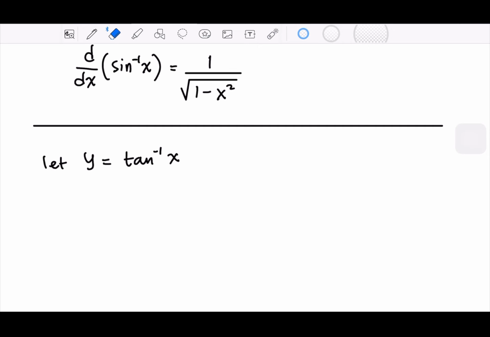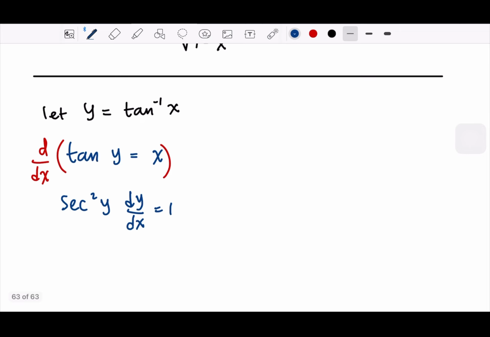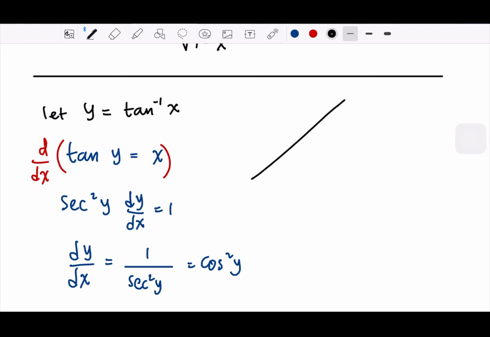I think some of you are already familiar, right? Already discussed. Okay, so we could start with tangent y is equal to x. Take the derivative, implicitly. We get dy over dx is 1 over secant squared y, or this is cosine squared y.